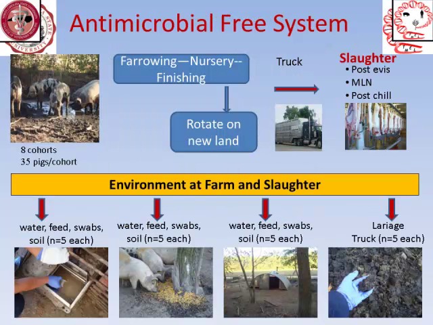In the antimicrobial free system, we had 8 cohorts of pigs that we sampled on the same farm. Now keep in mind, these pigs are outdoors. They're on the same pasture. It's a pasture rotation system. They move from one pasture to the other, but pretty much in the same area. We sampled the truck, and then we sampled them again at the slaughter plant. We also sampled a lot of environment, so water, feed samples, soil samples, truck samples, just about anything we could lay our hands on.